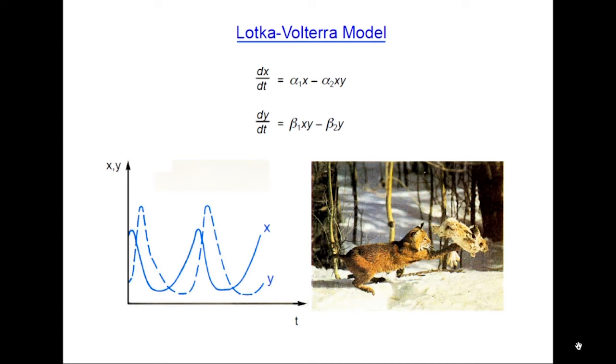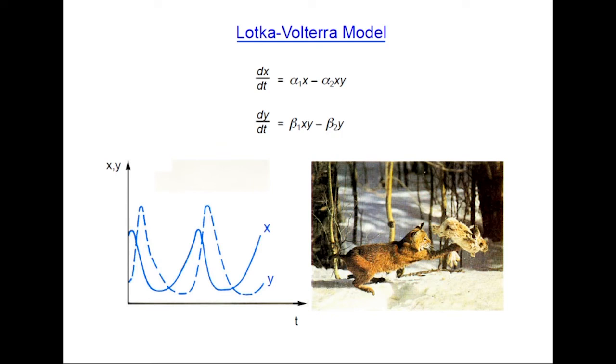In terms of two ordinary coupled differential equations, expressing the variation of the concentration of hares with time as proportional to the number of hares, alpha x, minus the disappearance of hares by interaction with the lynxes, x times y. And the second equation is the change of the population of the lynxes: they increase if they have enough to eat, beta 1 times x times y, minus their natural death rate. These are two coupled nonlinear equations because the two variables are nonlinearly coupled.